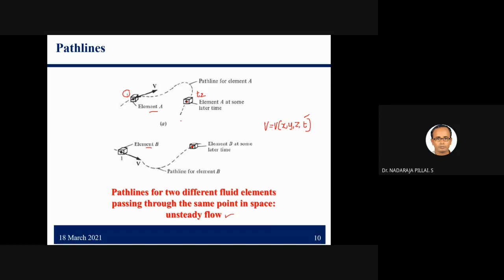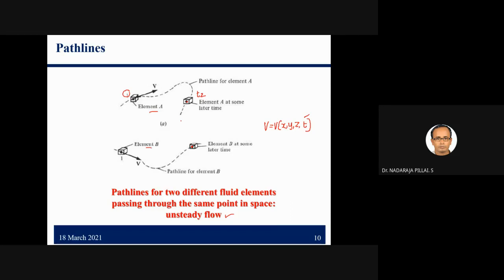Why does it move into a different path? That is because of various reasons, like the pressure difference and other local phenomena that we will understand a little later. So here the velocity field can be defined as V equal to V of x, y, z and t. And we have already traced the path, so the path line for the element A and the element B is now traced.